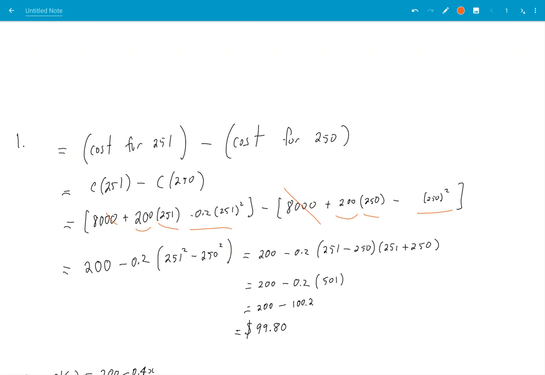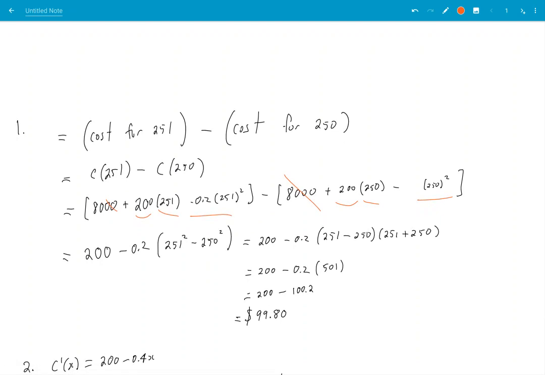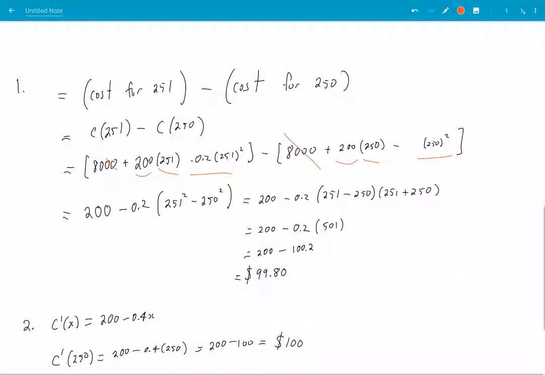Okay, the next question was to find C prime and then plug in 250. So taking a derivative of the cost function gives me this expression. And then I plug in 250 and I get $100. Okay, what do I notice? Well, I notice that these two things are very close together. Well, why would that be?